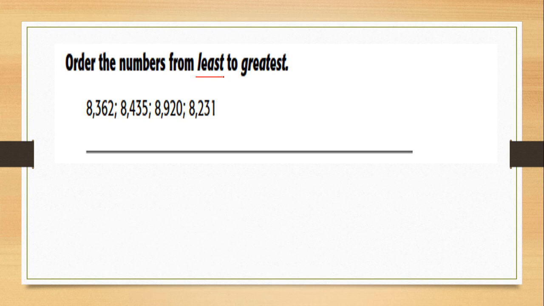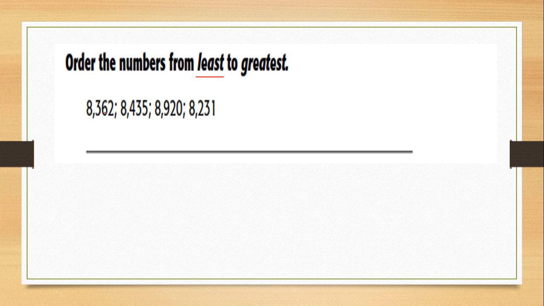Welcome back, my dear. Let's see if your answer is correct or not. Okay, let's see. First of all, let's count how many digits each number contains, okay? Let's start with the first one. 1, 2, 3, 4. Okay, let's see the second. 1, 2, 3, 4. Okay, let's see the third. 1, 2, 3, 4. And the last one. 1, 2, 3, 4. All numbers are equal in digits.